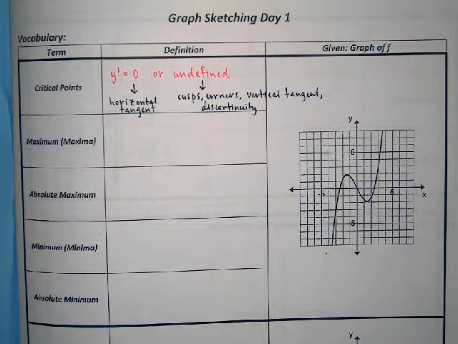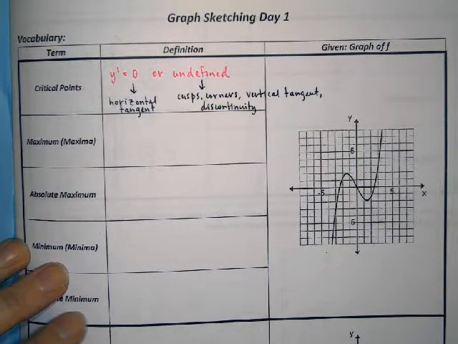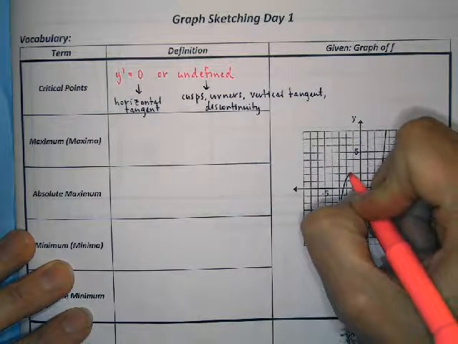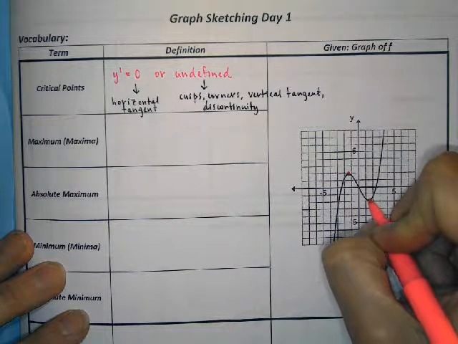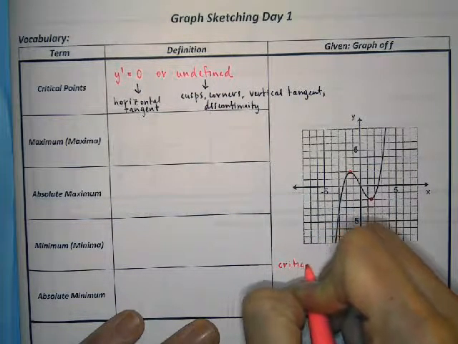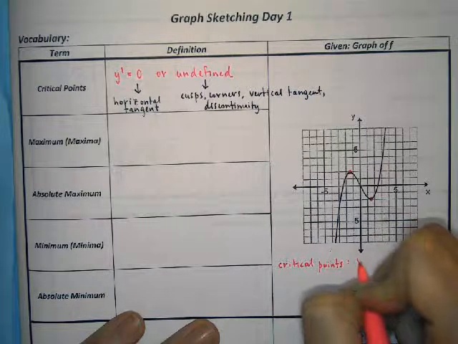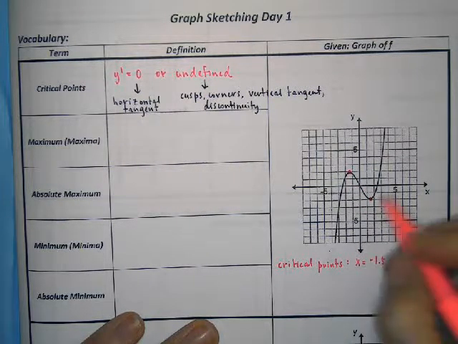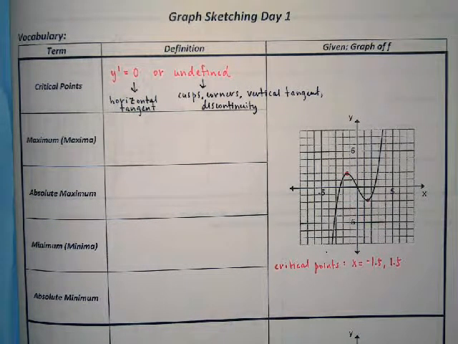So if I look at my graph, I don't have any points where it's undefined, but I do have 2 points where my derivative is equal to 0. That would be at this point here. There's a horizontal tangent there and a horizontal tangent here. We're just looking at the x values of those points for now. So my critical points are going to be at x equals, looks like negative 1.5, and then x equals 1.5. So those are our critical points.